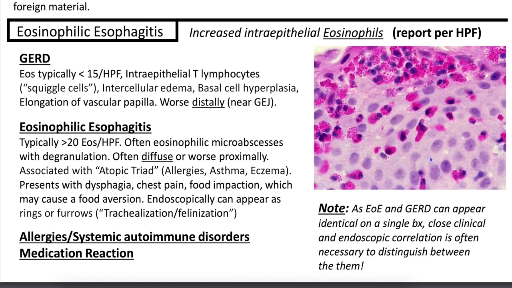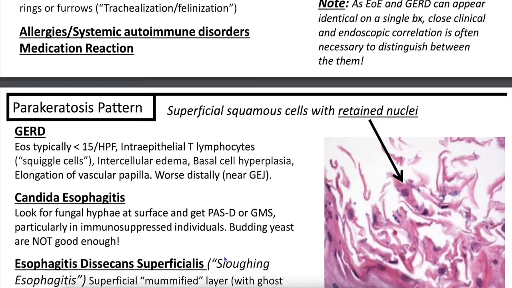And then you can get allergies. Other entities that can cause eosinophilic esophagitis include allergies, systemic autoimmune disorders, and medication reaction.